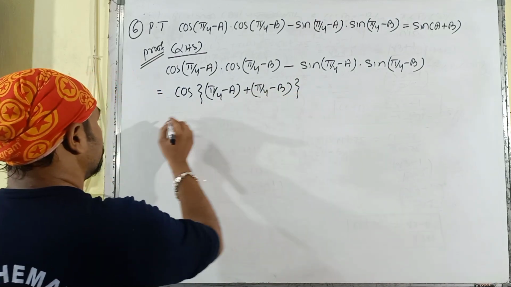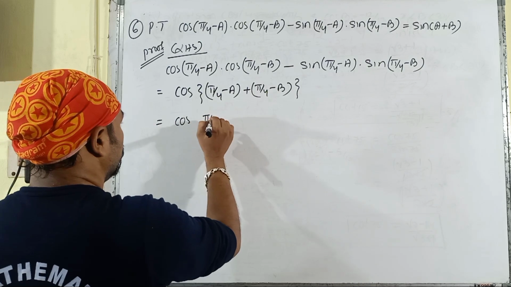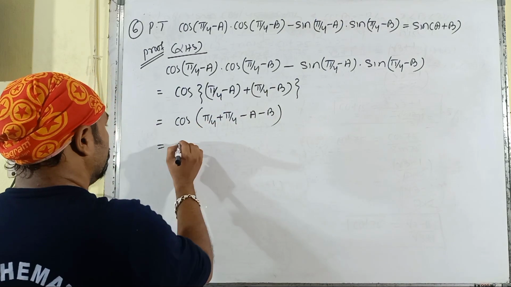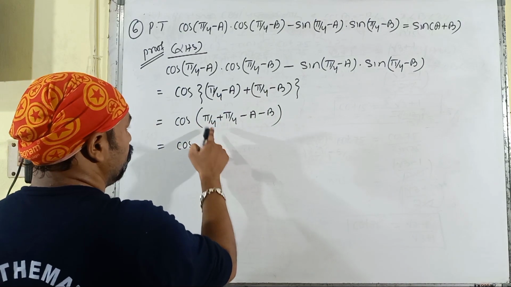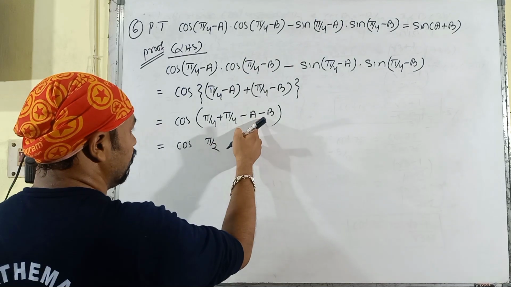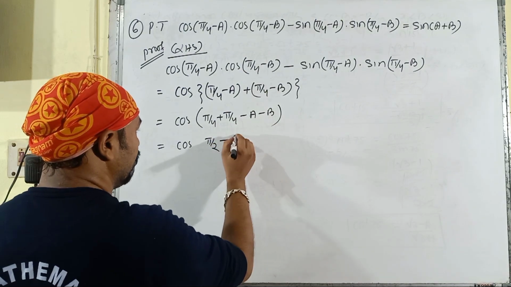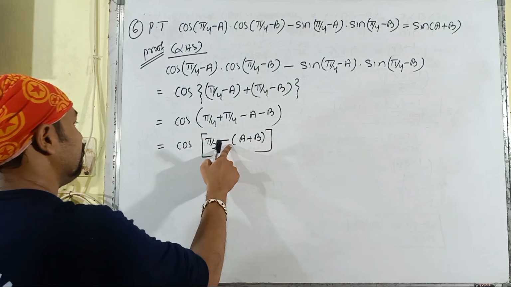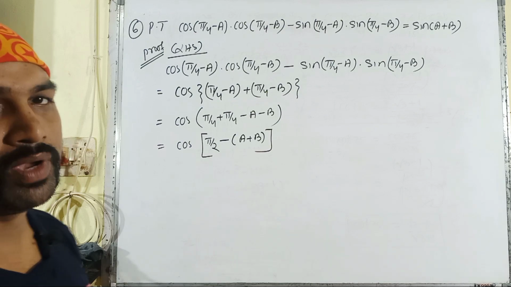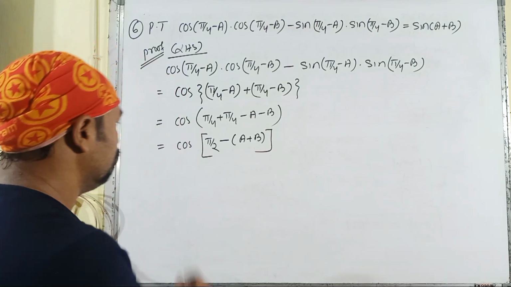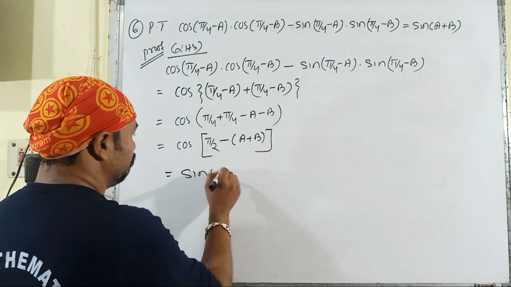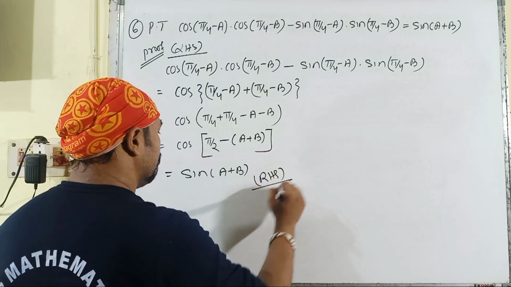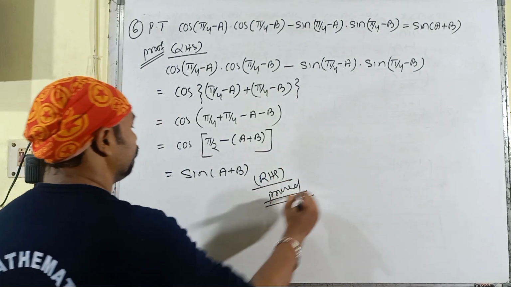Let us simplify this step. Cos(π/4 plus π/4 minus A minus B). π/4 plus π/4 is π/2. Taking a negative sign common from both A and B, we are getting A plus B. So it is cos(90 minus (A plus B)), and you know that cos(90 minus θ) is equal to sin θ. So this will be equal to sin(A plus B), which is the required right hand side. So the problem has been proved here.